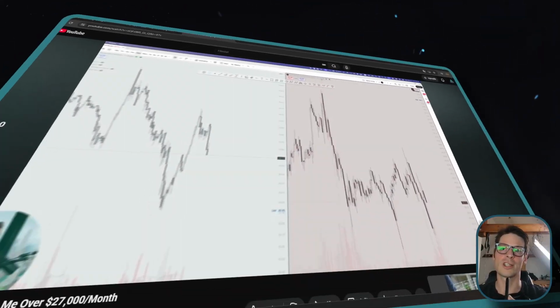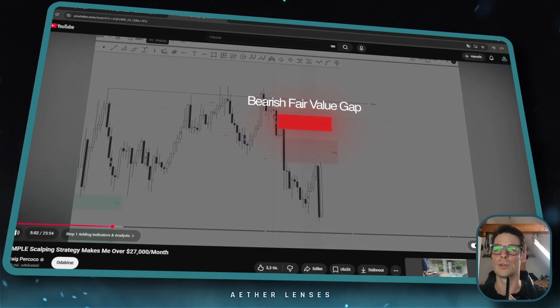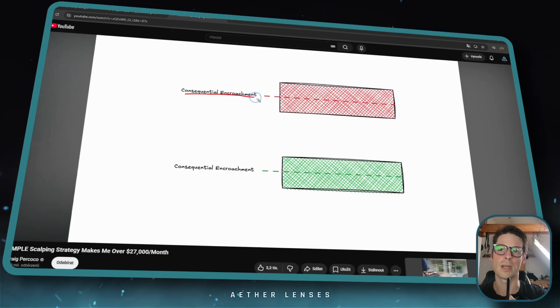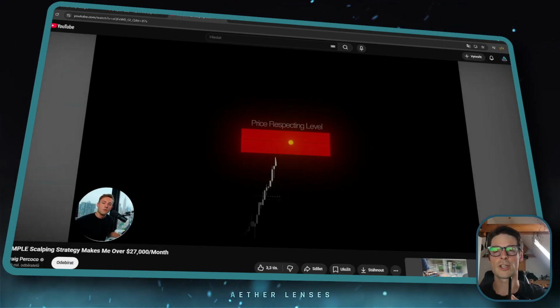So the full strategy starts on the 15 minute chart. The trader marks fair value gaps and pays attention to the midpoint of those gaps. If price comes back into the zone and respects the midpoint, that can become a potential reaction area.